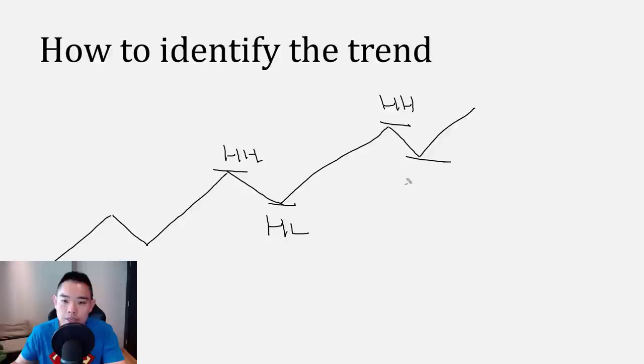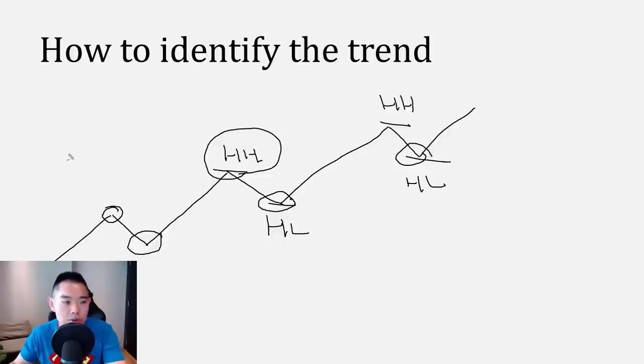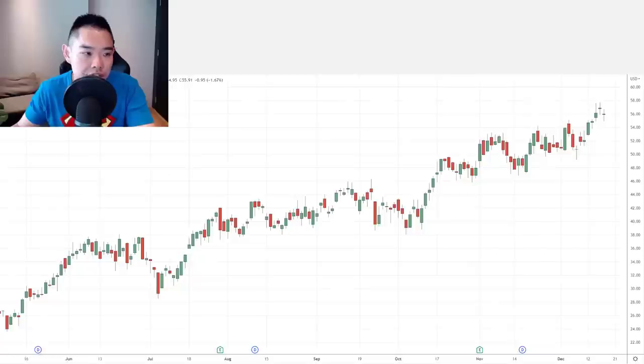Why is this called a higher low? It's because the low over here is higher than this previous low over here. And why is this called a higher low? It's because this low over here is higher than this previous low. Same thing, why is this called a higher high? Because this high is higher than this high over here. Does it make sense? So let's have a look at an example to see this in action.